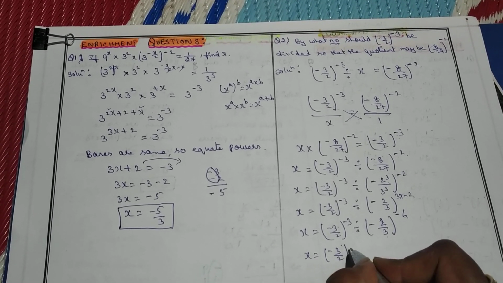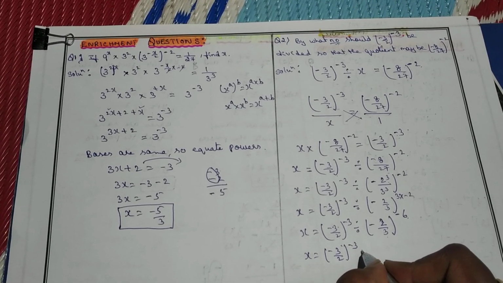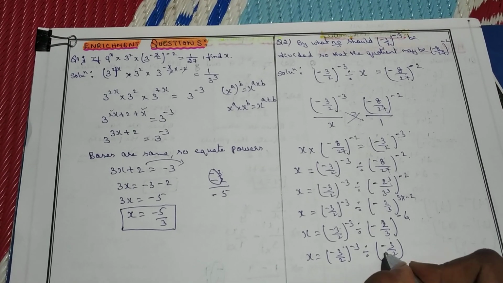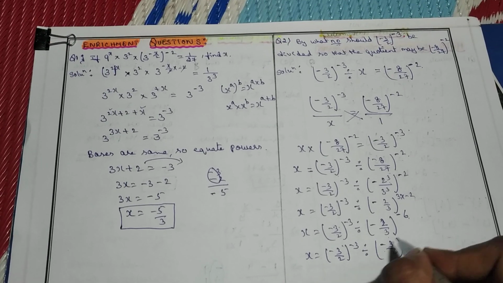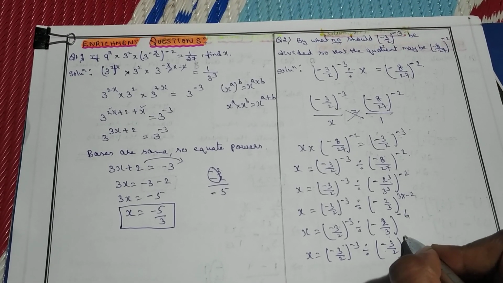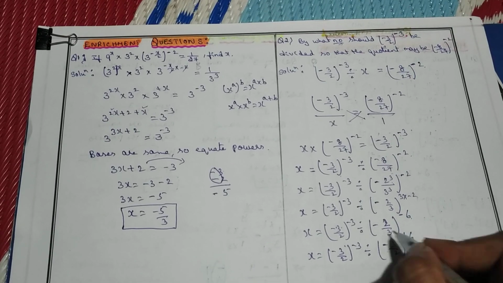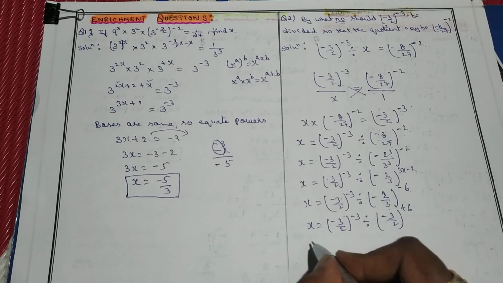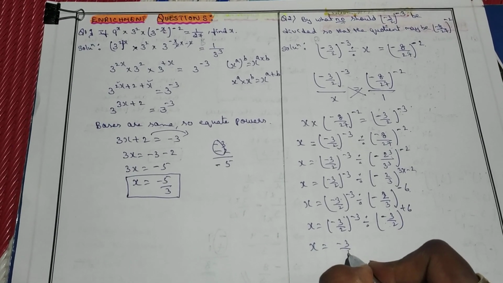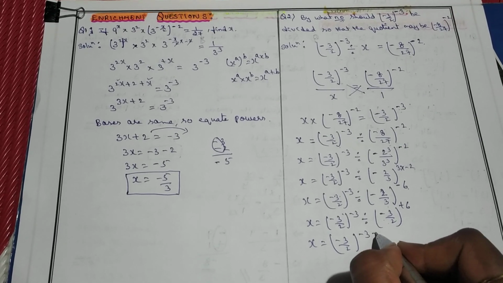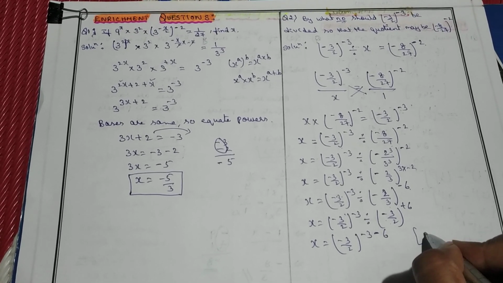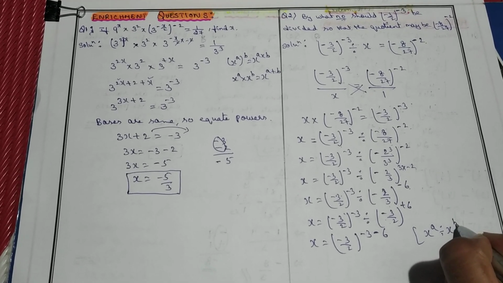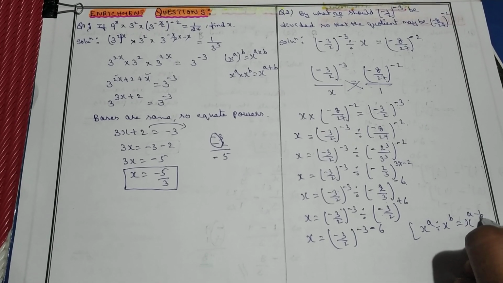Minus 3 by 2 whole to the power of 6. Then divide this: I'll make it minus 3 by 2 for my convenience of calculation, and this I'll make minus 6 as plus 6. Plus 6 has come because of reciprocating the base. Now the bases are the same and are under division. Then I can write minus 3 by 2 to the power of minus 3 minus 6, because we know that x power a divided by x power b is nothing but x power a minus b.